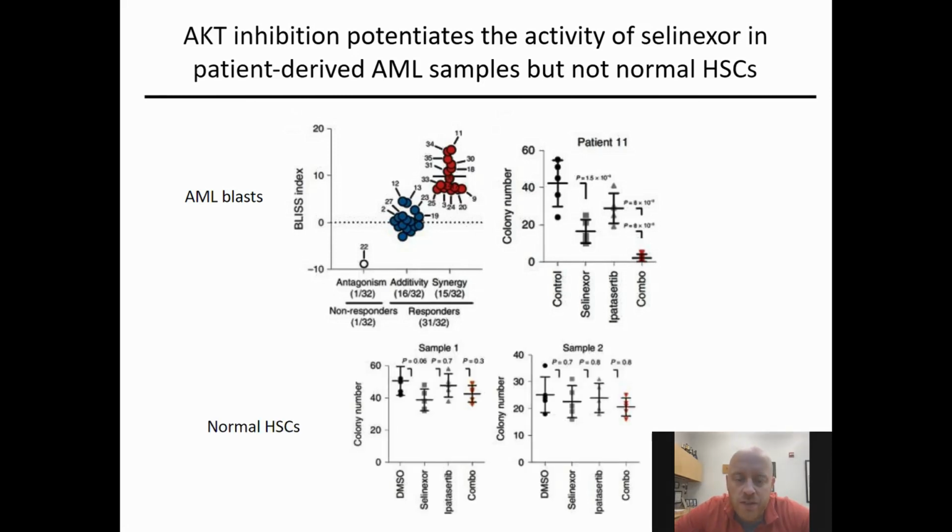Refreshingly, we were relieved and happy to see that normal hematopoietic stem cells do not show the same synergistic response to selinexor plus AKT inhibitor combination therapies, suggesting that there may be a therapeutic window in this combination therapy between cancer cells and normal cells.